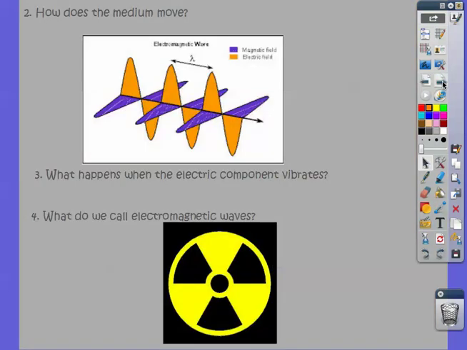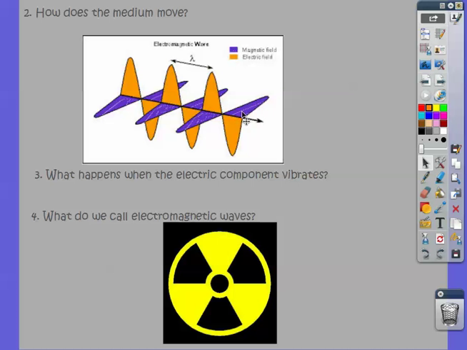Light waves are kind of unique in the fact that they have two separate components that make up their waves. There's the electric component and there's a magnetic component. If you look at this diagram here, you can see this. The wave is traveling in this direction, and perpendicular to that, there's a magnetic component that vibrates.